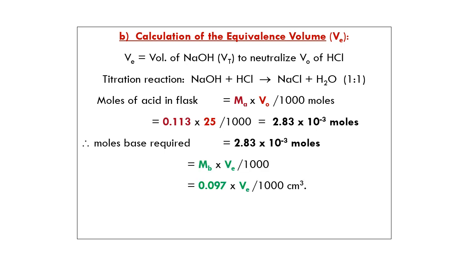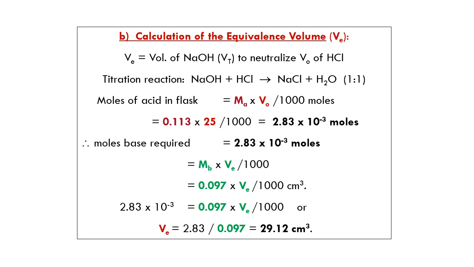So from this, we can find out what volume of base would be required. We know the concentration of the base. We're trying to figure out what volume would be necessary to neutralize the acid, and we already know how many moles, right? So we transpose that same equation that we used earlier to find the equivalence volume. And this tells us that in order to neutralize our HCl, we will need 29.12 cm³ of 0.097 mol/dm³ sodium hydroxide.